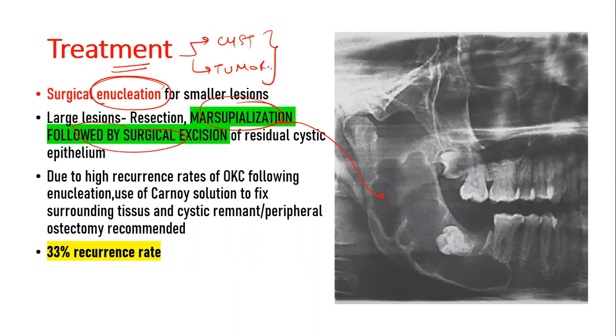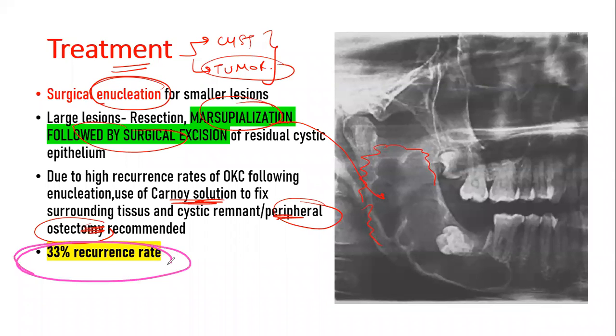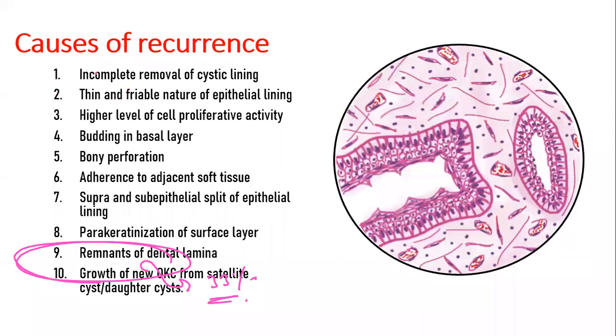And other people prefer to treat it like a tumor. So here they fix the surrounding area with Carnoy solution, or remove a peripheral layer of bone, which is called the peripheral ostectomy. Okay, the idea behind this is that the cyst tends to recur. It has a recurrence rate of 33%. Right, so our treatment modality is aimed at preventing recurrence.